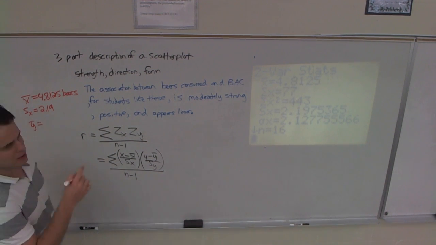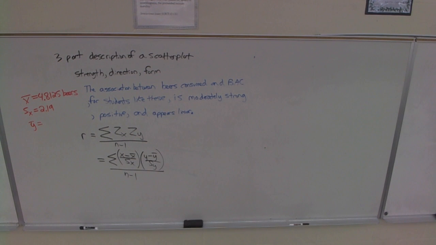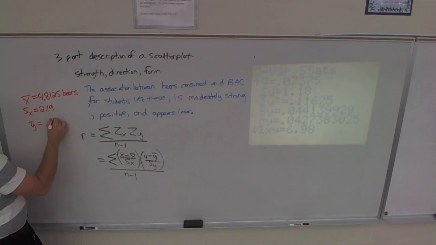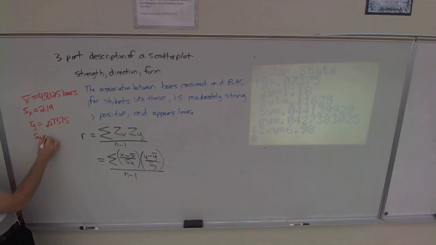Y bar. Oh, I didn't just scroll down. Oh, I went too far. There it is. So the blood alcohol content varied on average that much, and it had a standard deviation of that much. I should say that was the average. This is how much it varied on average. That's how you say that.